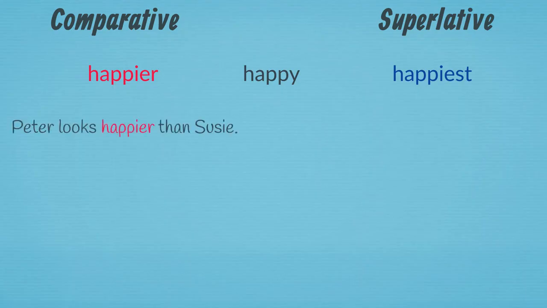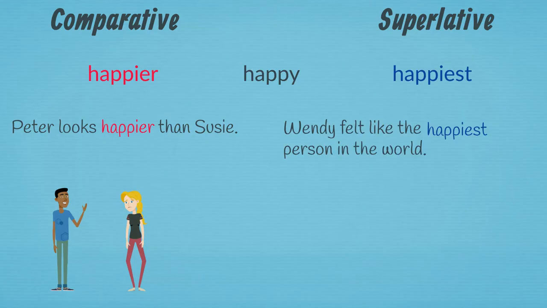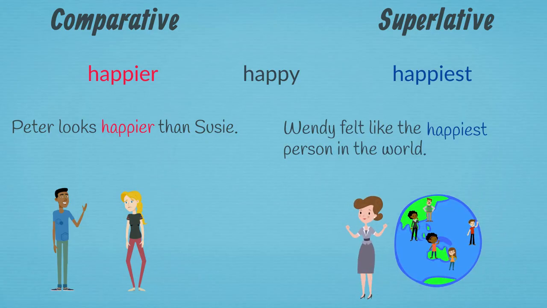Peter looks happier than Susie. The comparative is used because we are comparing two people. Wendy felt like the happiest person in the world. The superlative is used because the comparison is between more than two people.